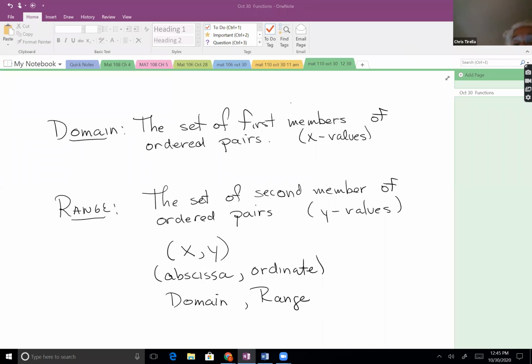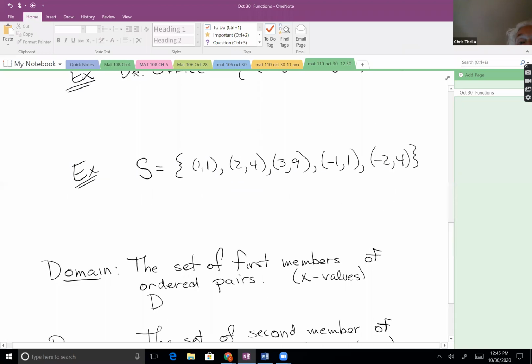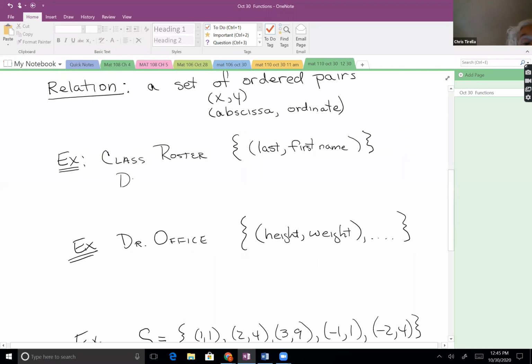But domain is the set of the first members, range is the set of the second members. Domain is sometimes abbreviated with an uppercase D. Range is sometimes abbreviated with an uppercase R. So going back to these examples, the first one, if I ask you what the domain is, when I look at the names on the roster, wouldn't the domain be the set of last names? And wouldn't the range in my ordered pairs be the set of first names?